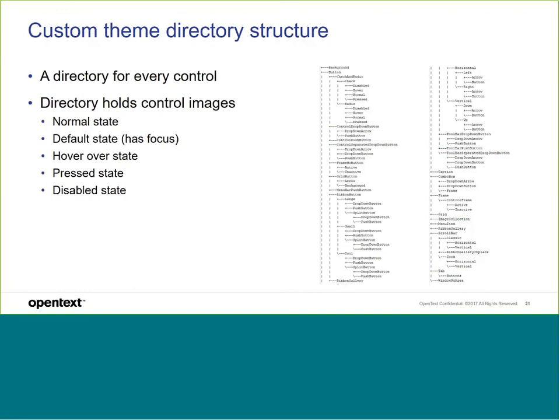And there's this directory structure. So basically there's a directory for every type of control that Team Developer has. And that directory holds all the images required for the different states of an object. So a normal state image, a default state, has focus image, hover over state, pressed state, and disabled state. And you can modify all of these and provide your own company user interface or whatever design you want to use.